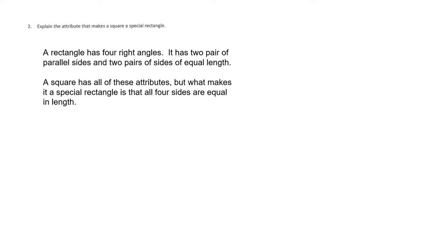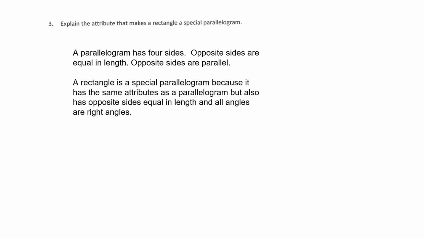So explain the attribute that makes a square a special rectangle, because a square is a rectangle. So first we have to say what a rectangle is. A rectangle has four right angles, so doesn't a square. It has two pairs of parallel sides, so doesn't a square, and two pairs of sides of equal length, so doesn't a square. A square has all of those same attributes, but what makes it a special rectangle is that all four sides are equal in length. So that's why it's a special rectangle. But it is a rectangle.